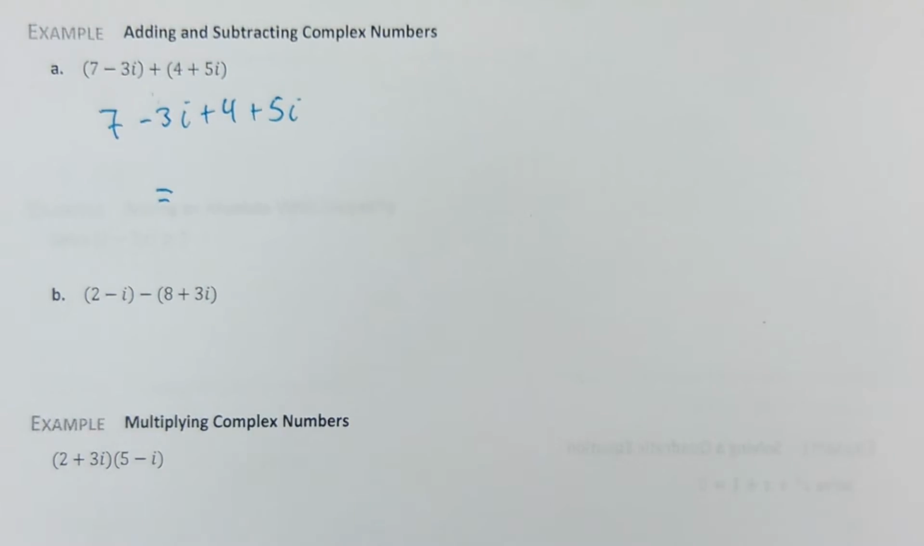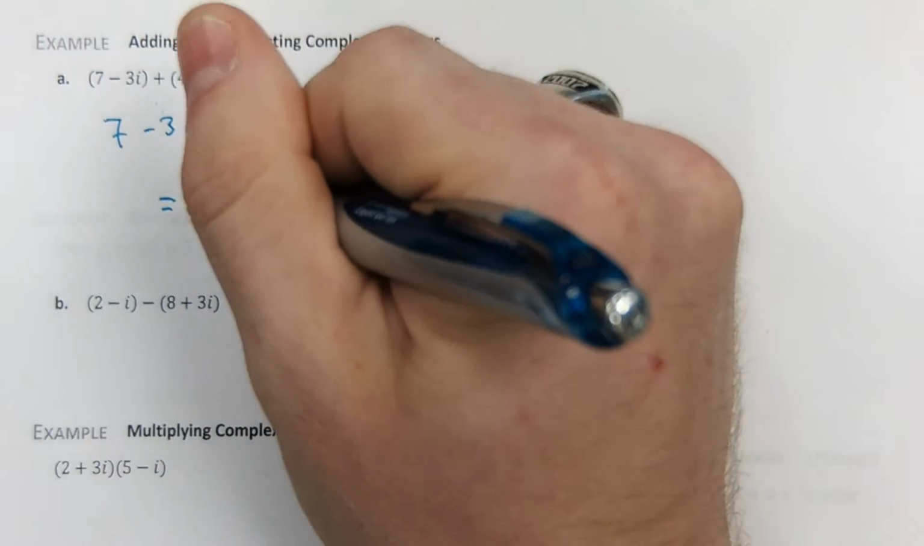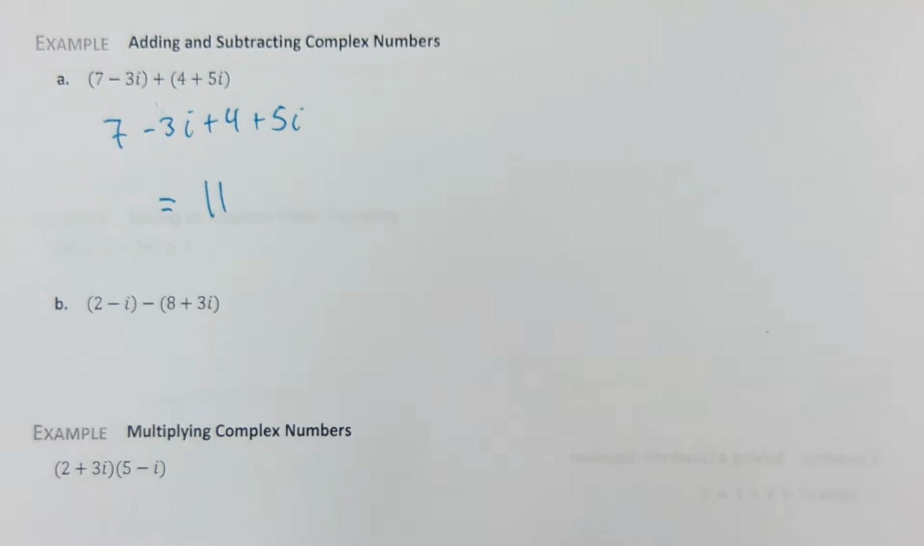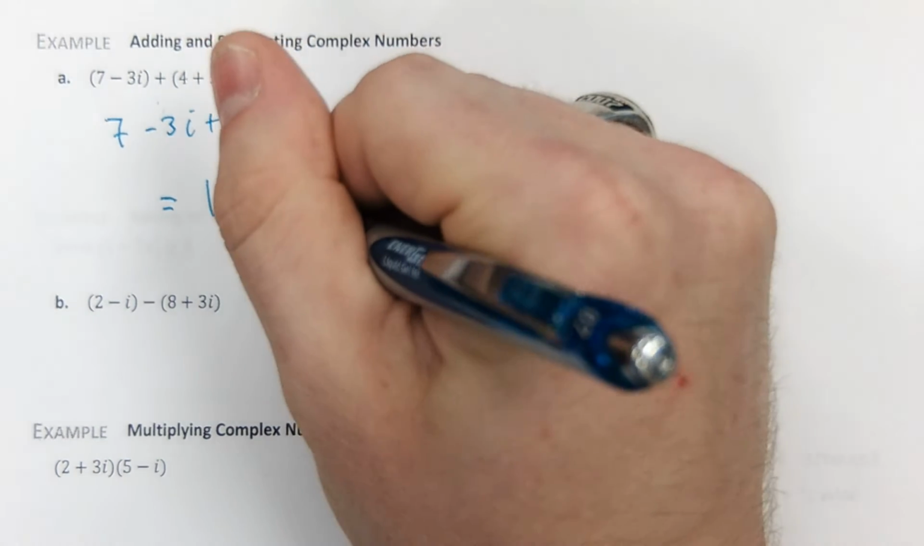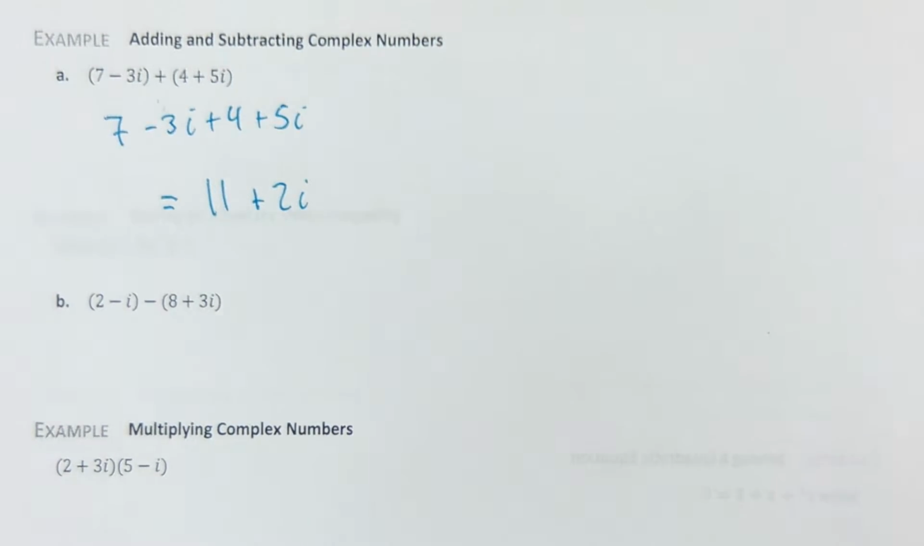In standard form, 7 and 4 makes 11. Negative 3 and positive 5 makes positive 2. So it's just 11 plus 2i. That's it. Don't make that difficult. It's that easy, just combining like terms. Your real component is 11. Your imaginary component is 2. Easy peasy? Everybody cool with that? Nobody's saying anything. Okay. Just making sure.